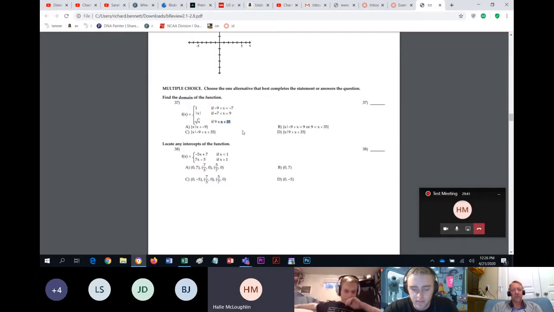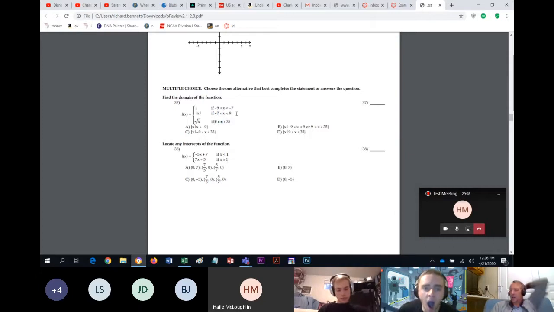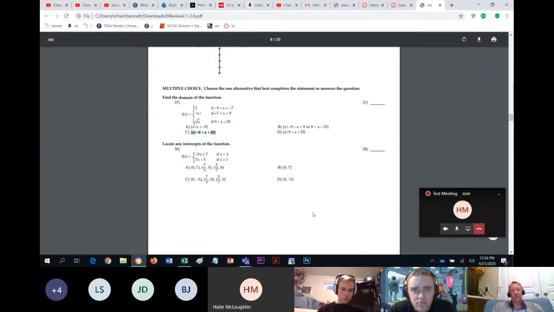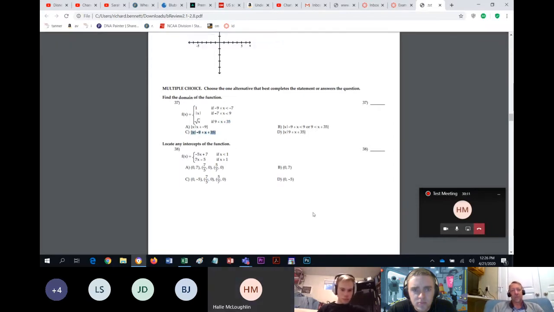Now, if there were gaps in here, you couldn't necessarily do that, but there are no gaps, because it says less than 7 here, and then it says greater than or equal to 7. So there's no gap at the 7. It says less than 9, and then greater than or equal to 9, so there's no gap at the 9 either. So you're going from -9 to positive 35. That's your answer right there. Yeah, that makes sense.